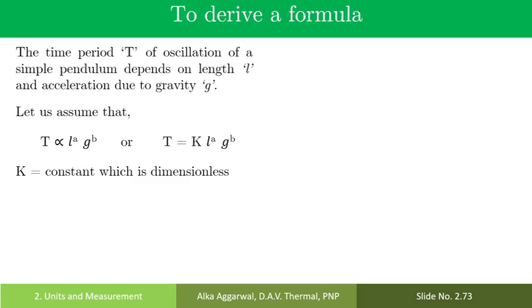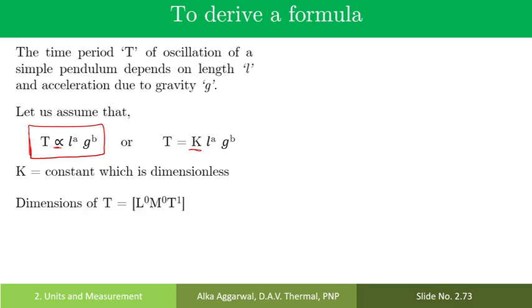Suppose we want to derive the formula for the time period of the simple pendulum, and we know that the time period of the simple pendulum depends on the length of the pendulum and acceleration due to gravity. But up to what power we don't know. So we write down the formula in this way. Time period is proportional to length to the power a and acceleration to the power b. This constant of proportionality is replaced by some constant k.